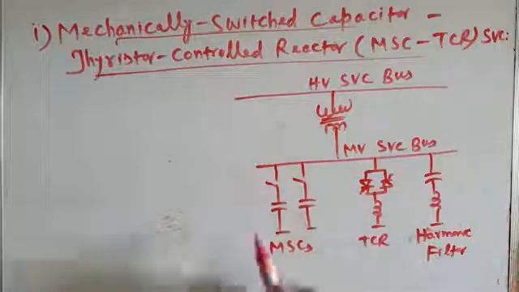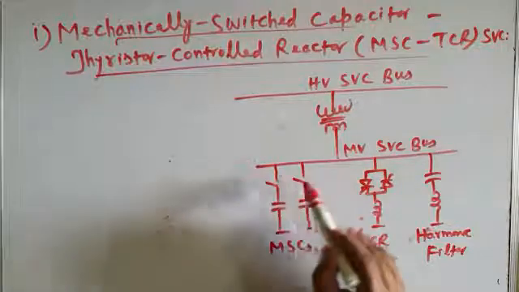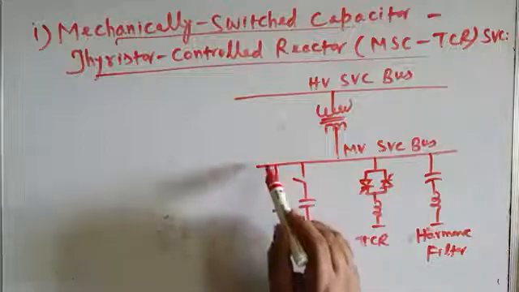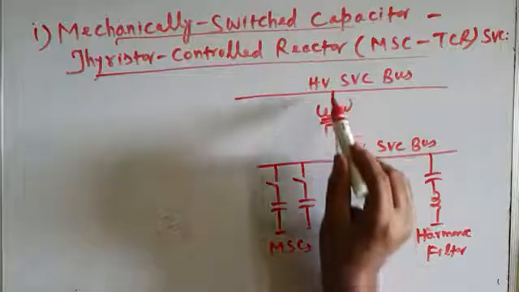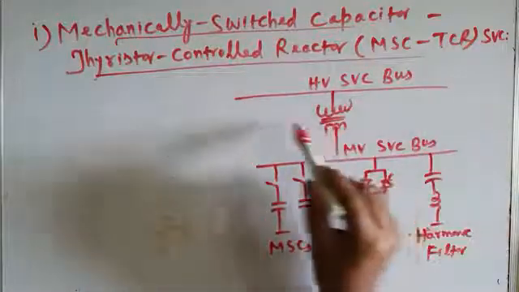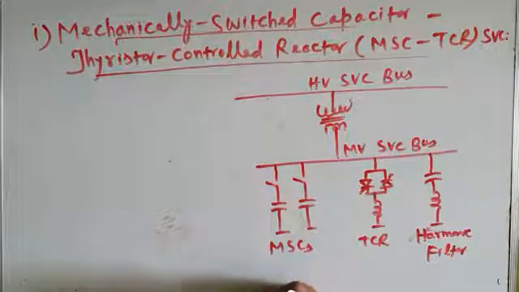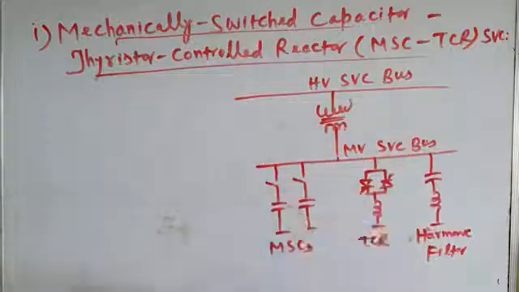So all these components are connected to a medium voltage bus. Now, these are mechanically switched capacitors, whose job, whenever they are switched in, is to generate reactive power and inject it into the medium voltage bus, and then through this transformer inject that leading reactive power into this high voltage SVC bus. The job of the TCR is to absorb the excess leading reactive power which may be flowing on the system. And the job of the harmonic filters is to suppress certain harmonics.